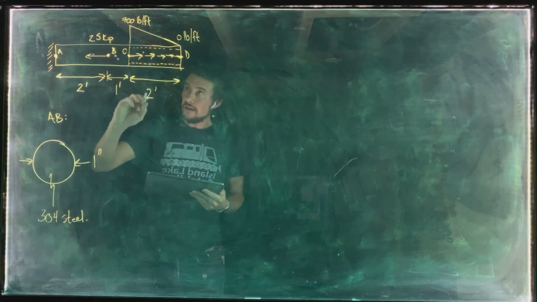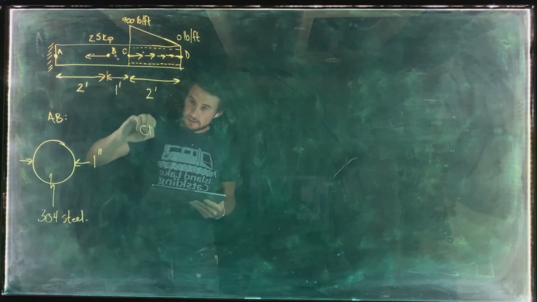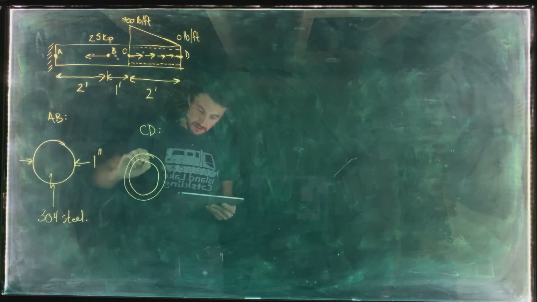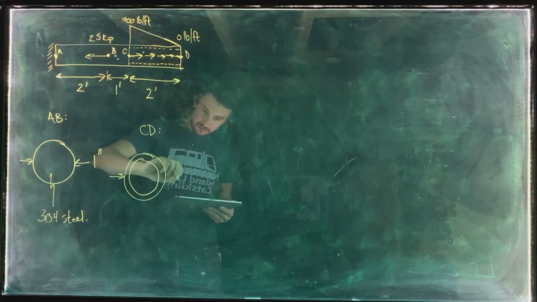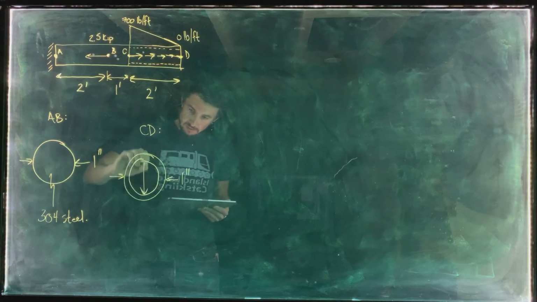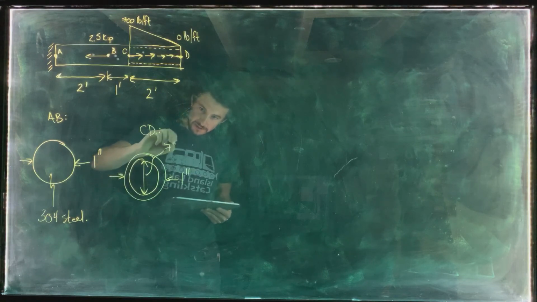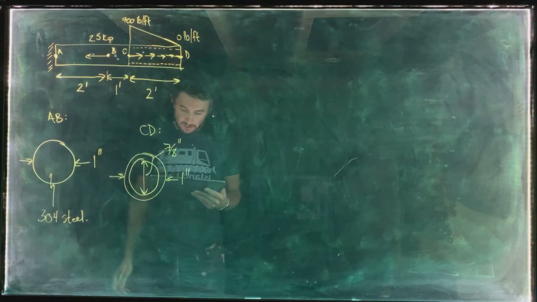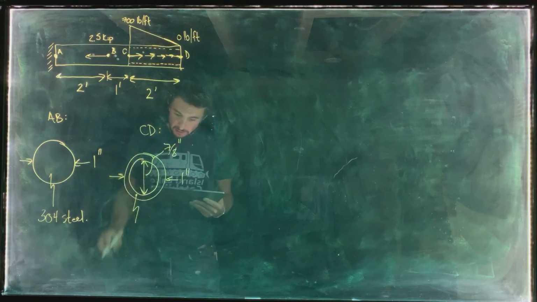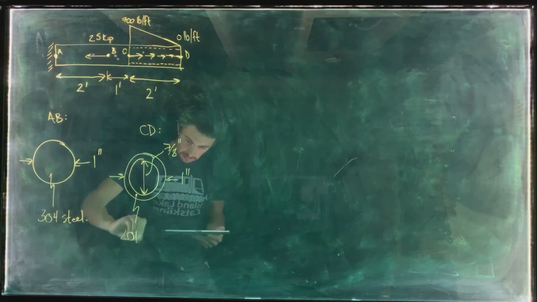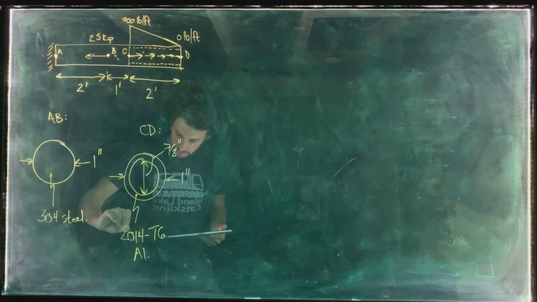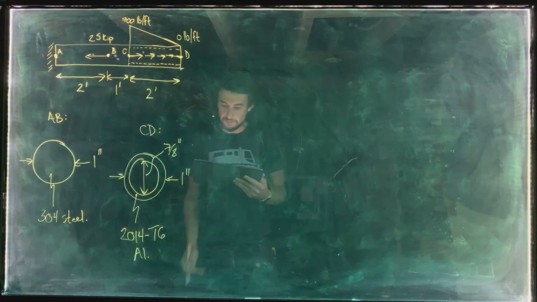And then we've got section CD, which is the pipe, and it's got an external or outer diameter of 1 inch and an internal diameter of 7/8 of an inch. And that is made there from 2014 T6 aluminum. 2014 T6 aluminum there.